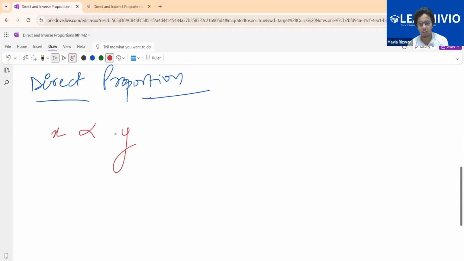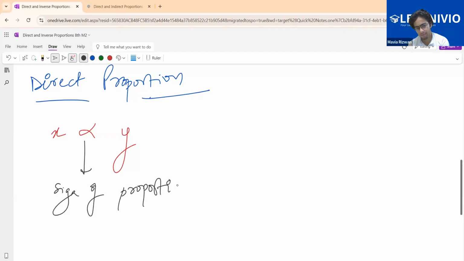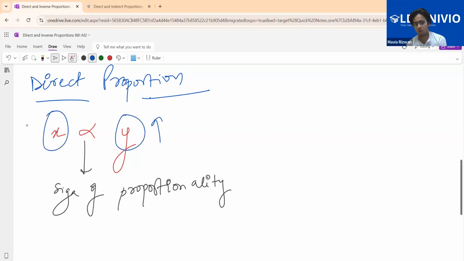Now you'll say, sir, what is this? Guys, this is the sign of proportionality. This means that x is proportional to y. If I increase y, x would also increase. If I decrease y, x would also decrease.